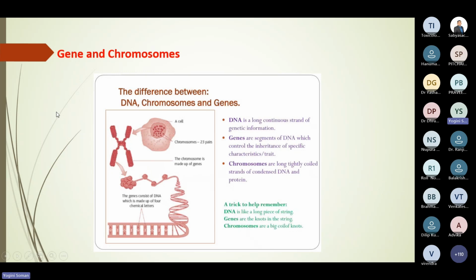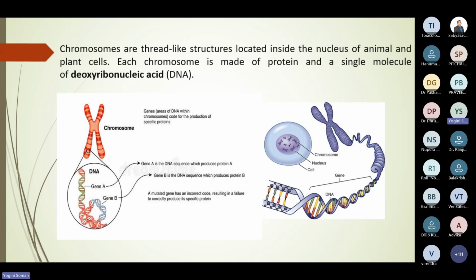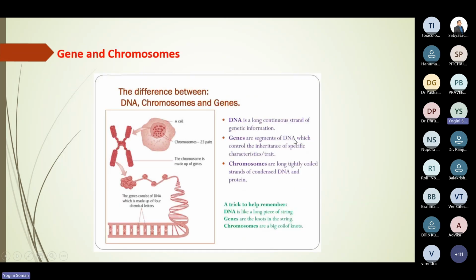So first we should understand what is a gene and what is a chromosome. In simple language, the chromosome is a thread-like structure which is located inside the nucleus of animal or plant cells. Each chromosome is made up of protein and DNA. You can see in the diagram, there is a cell, inside there is a nucleus, and there are chromosomes. In another way, we can say that chromosomes are long, tightly coiled strands of condensed DNA and proteins. And what is DNA?